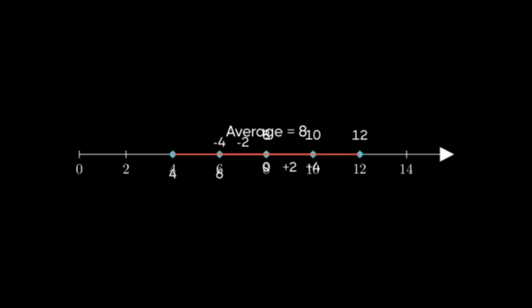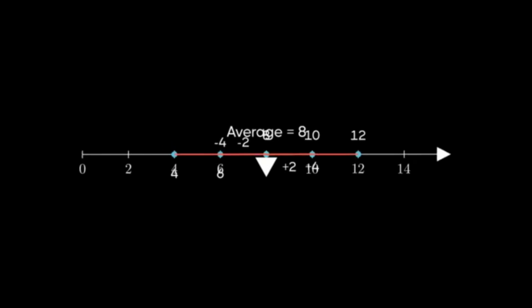The values below the average are 4 and 6, which are 4 and 2 units below 8, giving us distances of -4 and -2. The values above the average are 10 and 12, which are 2 and 4 units above 8, giving us distances of +2 and +4. And our middle value, 8, is exactly at the average with 0 distance. This isn't a coincidence. If we add all these distances together, -4, -2, 0, +2, and +4, they sum to 0. This is a fundamental property of the average. It acts as a perfect balance point where all deviations cancel out.